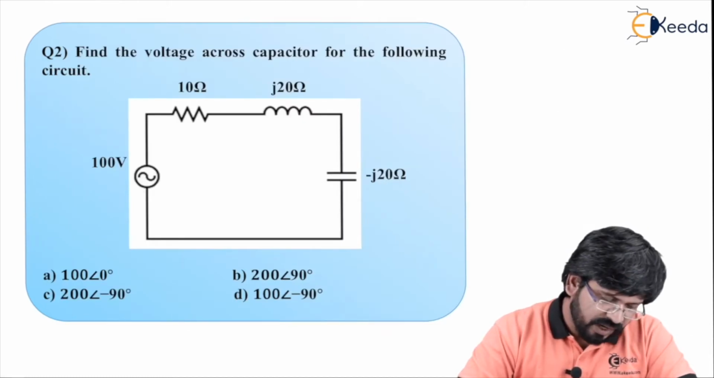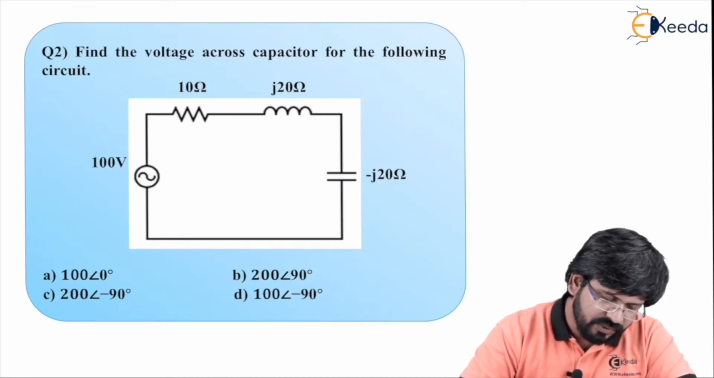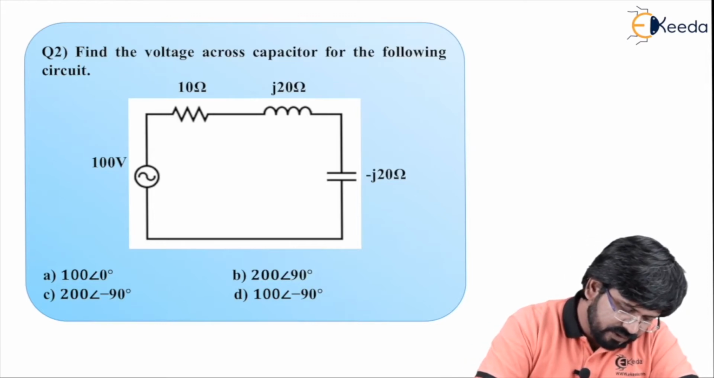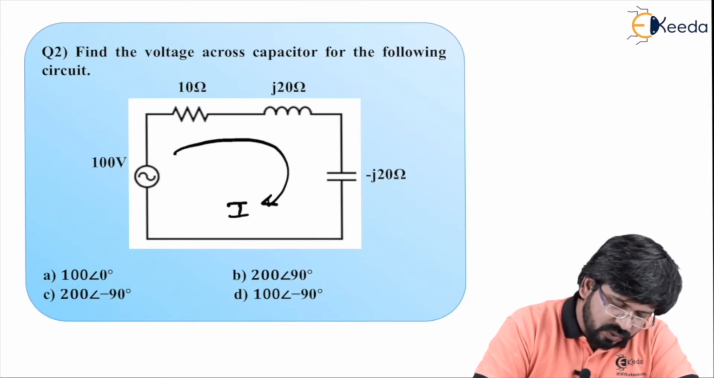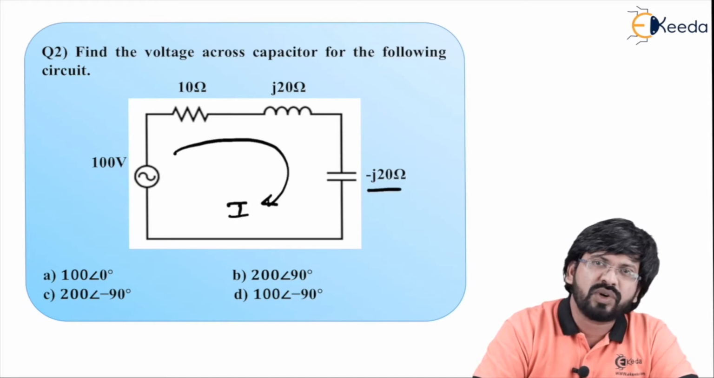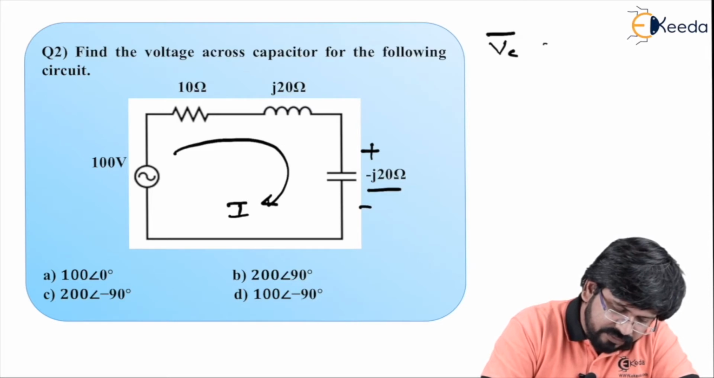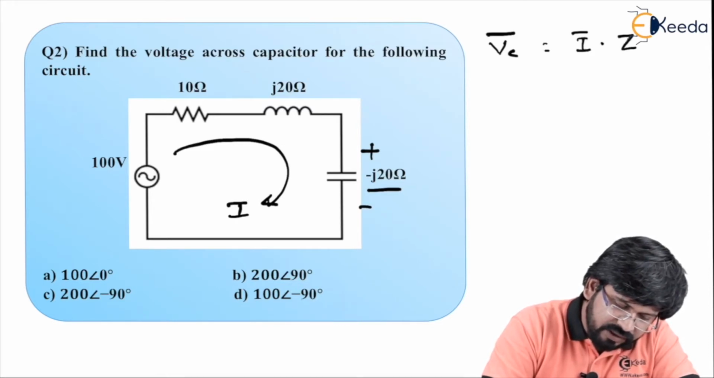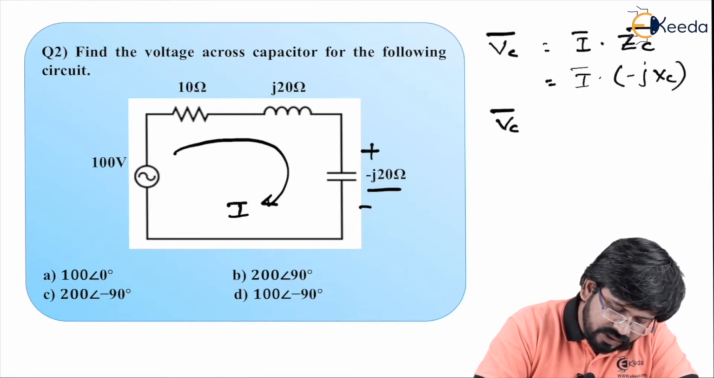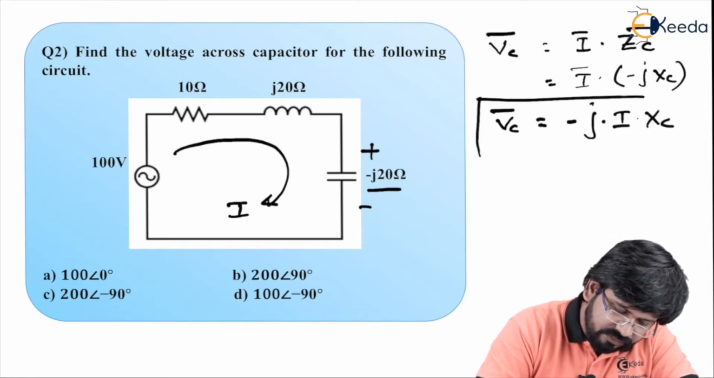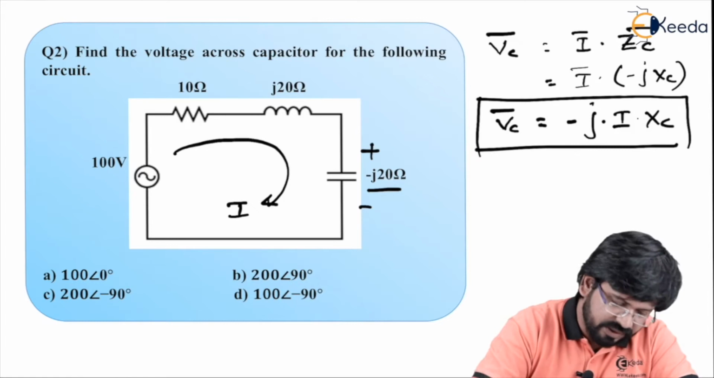The next question says, find the voltage across the capacitor for the following circuit. As you can see, it's a series circuit, in which if I manage to get I, simple, current into the reactance part of the capacitor will give me the voltage across the capacitor. So I can say simply the voltage across the capacitor is nothing but I vector into ZC vector, where ZC vector is nothing but minus JXC. Therefore VC vector will be minus J times I times XC. So I'll try to get I first and then I'll substitute it.